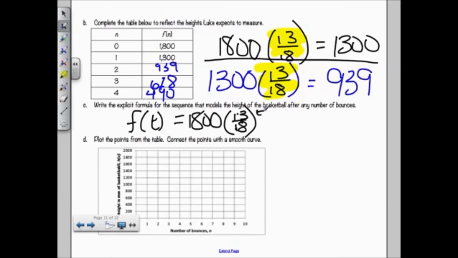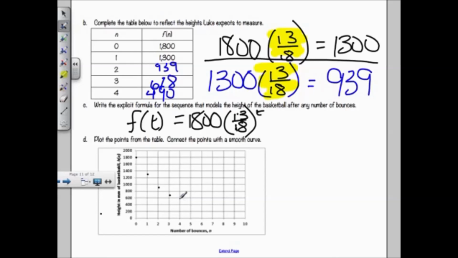Question D asks you to plot the points from the table, so we'll go ahead and do that. I'm going to put a dot right at 1,800. Excuse me, it started at 1,800. It was not after the first bounce. After the first bounce, it was at 1,300. After the second bounce, it was at 939. After the third bounce, it was at 678. After the fourth bounce, it was at 490.